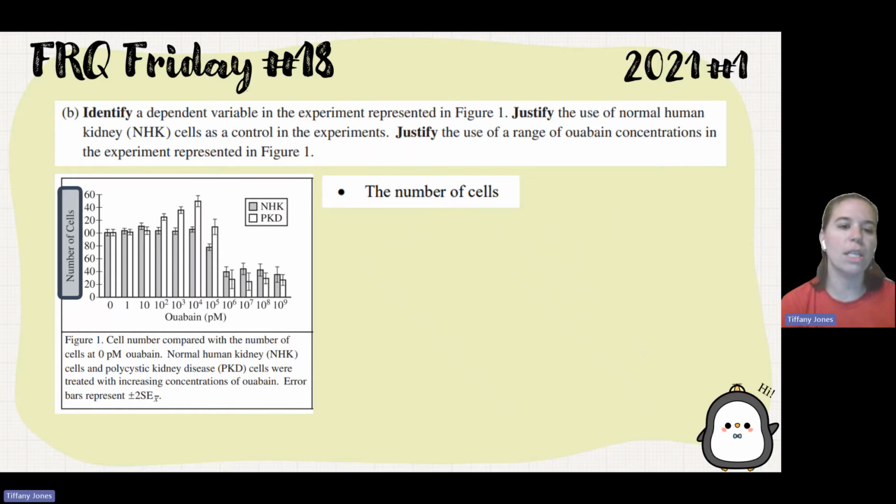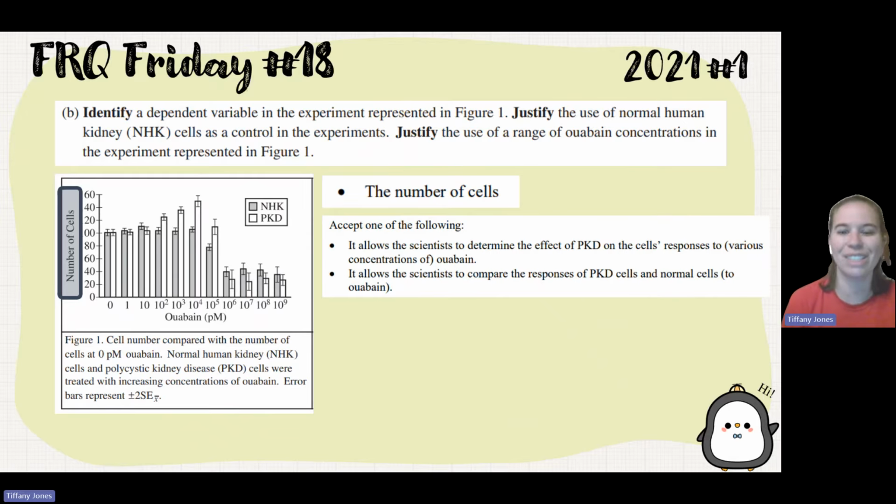So we want to see, what does PKD do to the cells? Okay, so having that increased binding to albumin, how does that actually affect the number of cells? And so we need to have the NHKs, the normal cells, in order to compare. So allow scientists to determine the effect of PKD on the cell's responses to those different levels of albumin, and allow scientists to compare the responses of PKD cells and normal cells to that albumin.